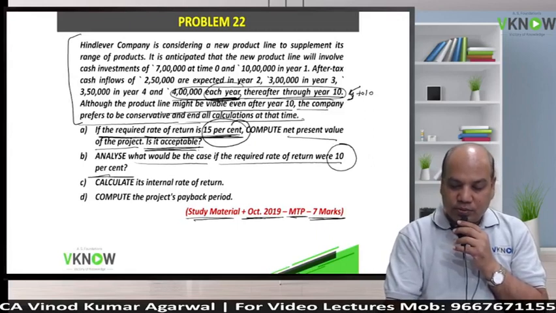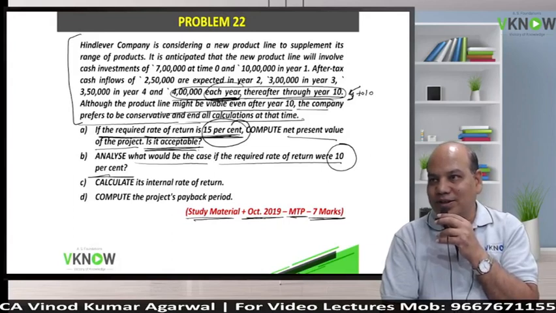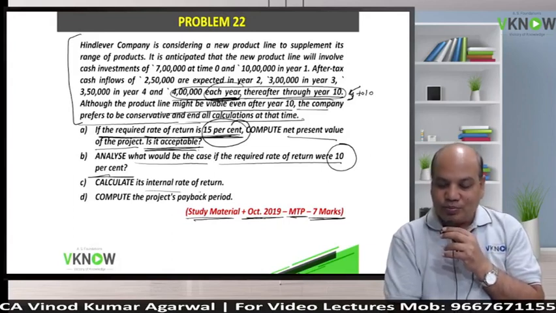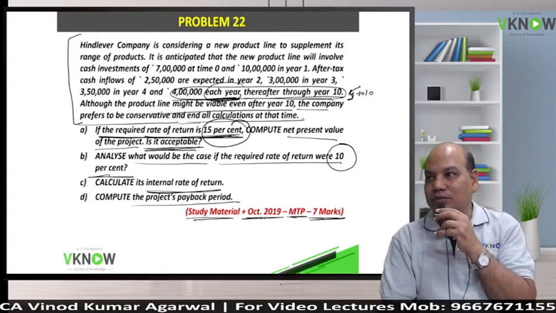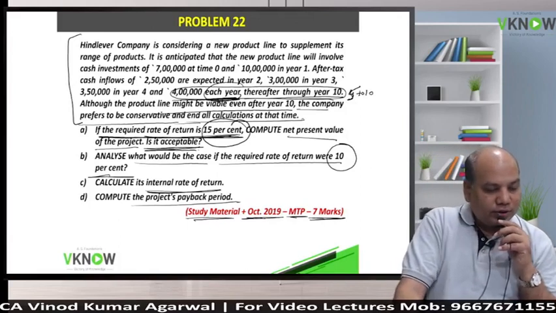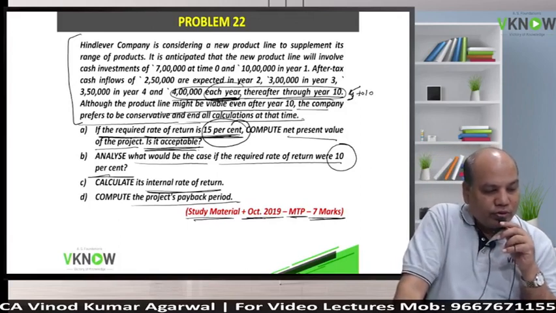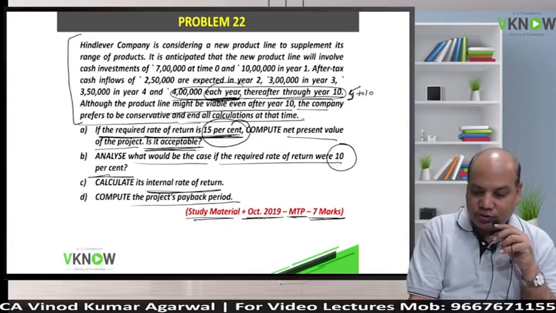Solve 2 times, one at 15% and the other one at 10%. Then again compute IRR. Oh my god, how many things we have to do. And compute the project's payback period. Is it right? Say yes or no. What is the payback period? Very easy question, bonus marks.